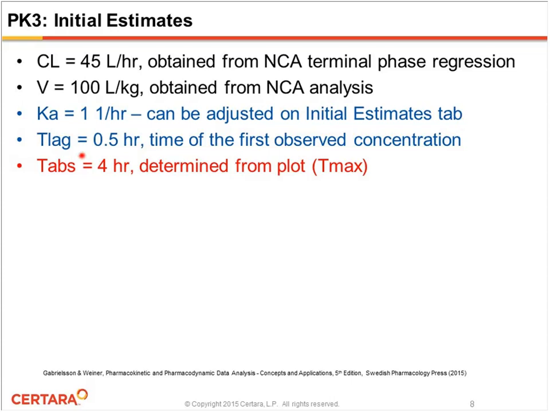For the T-lag, we are using an initial estimate of 0.5 hours, which corresponds to the time of the first observed concentration in the profile. For the zero order model, the T-abs initial estimate is 4 hours, and this is determined from the plot. This corresponds to the T-max for the profile. Okay. At this point, I would like to switch to the demo portion.